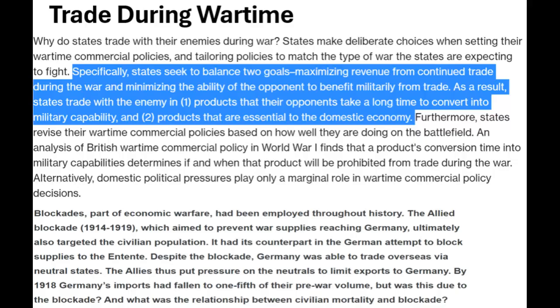Since countries do not produce everything they consume and use, they still need to engage in trade during periods of war. What is traded during such periods will be products that take a long time to convert into military capability or those that are essential to the domestic economy. This helps to ensure that such traded goods are not used to create more military armament.